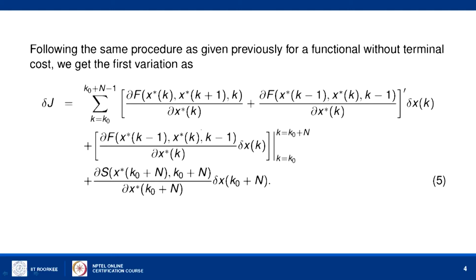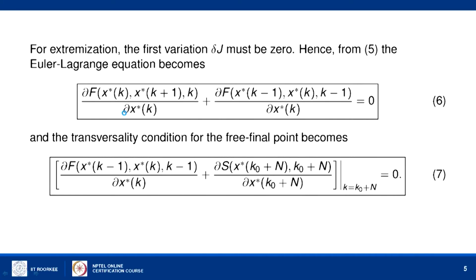This can be easily seen from the previous lecture in a similar manner. So, we get this expression for the first variation, and equating the first variation to 0 and observing that the variation del x k is arbitrary, this bracket should be equal to 0, and the boundary conditions are given by this expression.